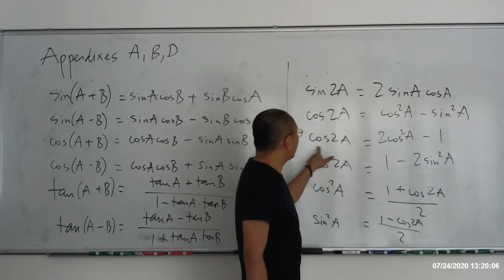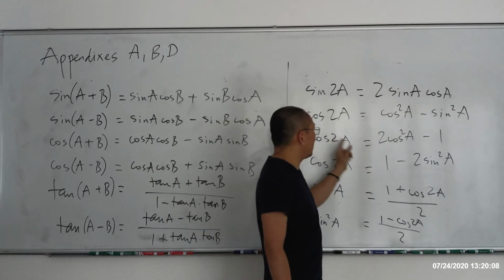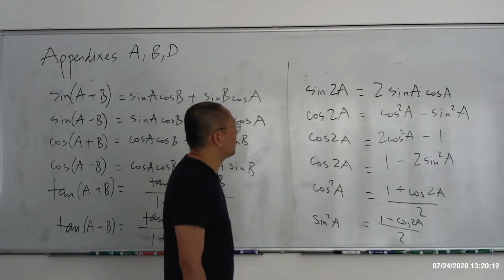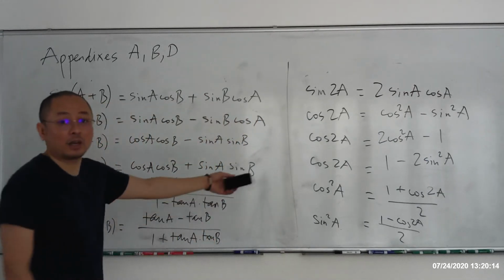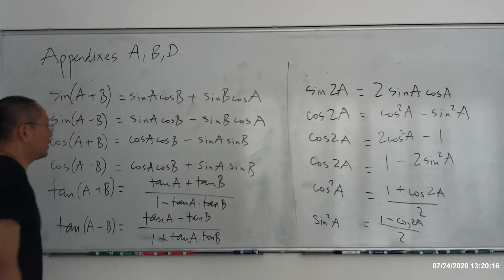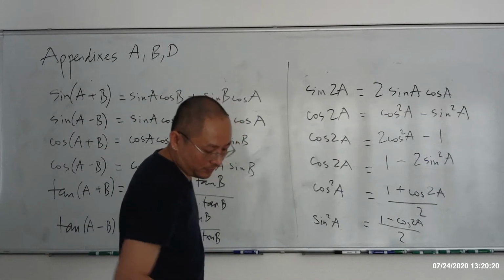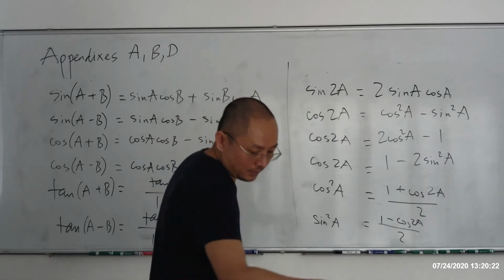Cosine square is 1 plus cosine of 2A over 2. Just play around with the formula. And I claim those are very useful formulas. Everything that I wrote up in here, you guys are going to see very often in calculus, especially Calc 1 and Calc 2. Okay?